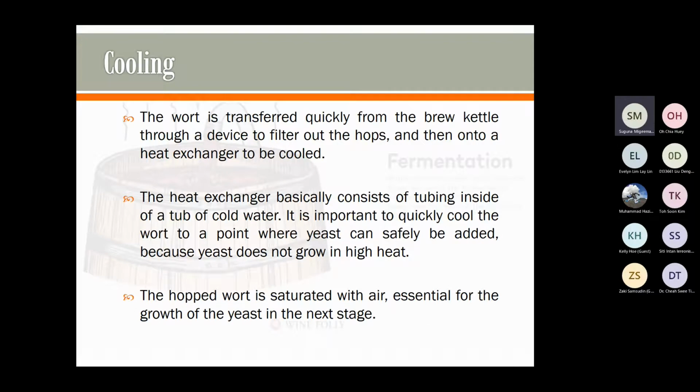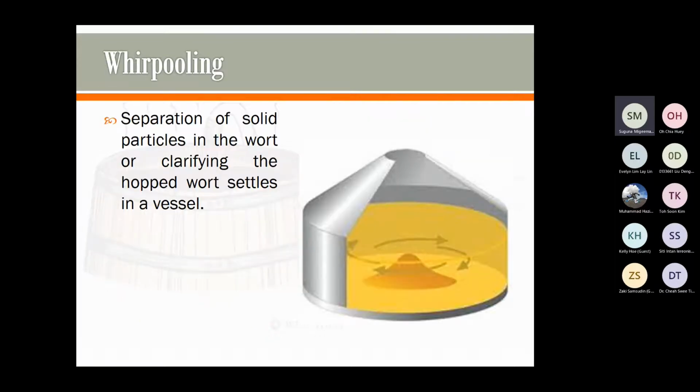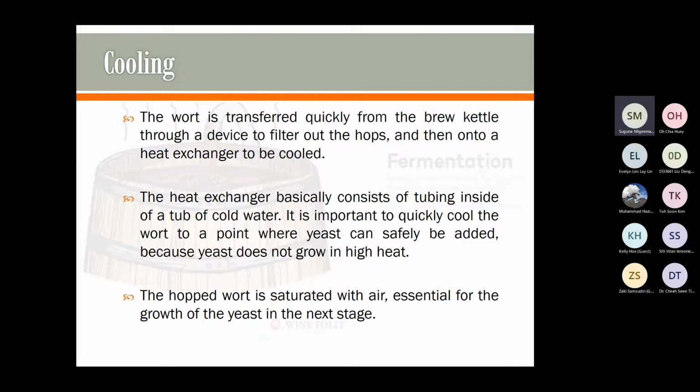So the wort needs to be transferred quickly from the brew kettle, or we call this a kettle also, and then through a device to filter out the hops. So after the filtering process, it will filter out the hops, and then go through a heat exchanger to be cooled. So earlier it was hot, now we are going to cool it down. Okay, and a heat exchanger basically consists of tubing inside a tube of cold water. So it will go through cold water, and it is important to quickly cool the wort to the point where yeast can safely be added.